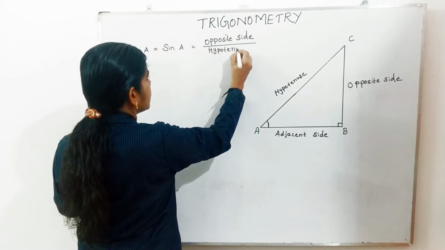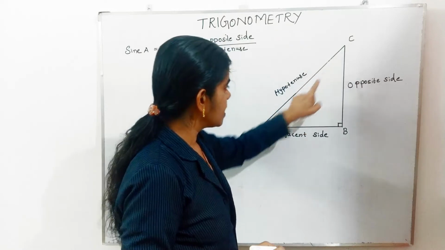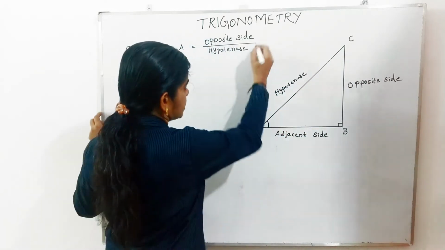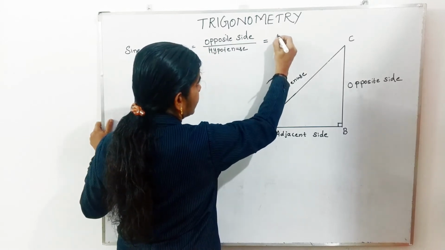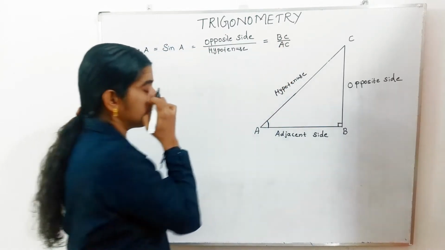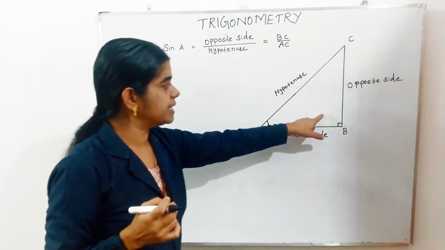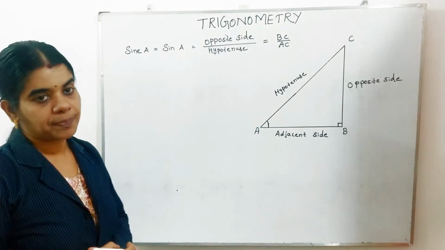Here, what is the opposite side? Opposite side means BC. Hypotenuse means AC. So we can write sin A is equal to BC by AC. Opposite side divided by hypotenuse. That ratio is known as sin A.